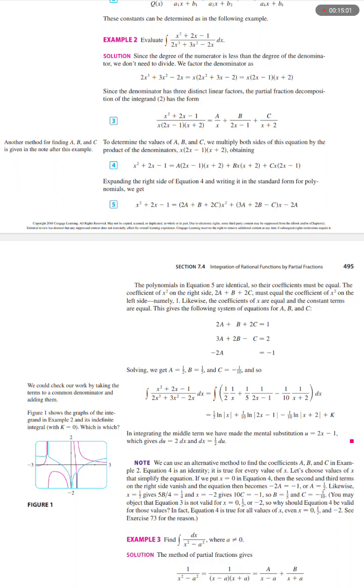You may object that equation 3 is not valid for x = 0, 1/2, or −2. So why should equation 4 be valid for those values? In fact, equation 4 is true for all values of x, even x = 0, 1/2, and −2. See exercise 73 for the reason.